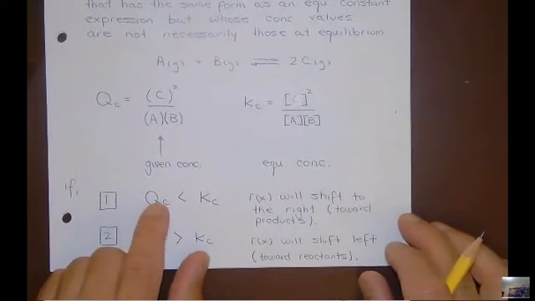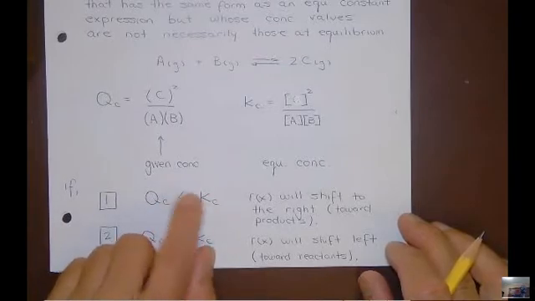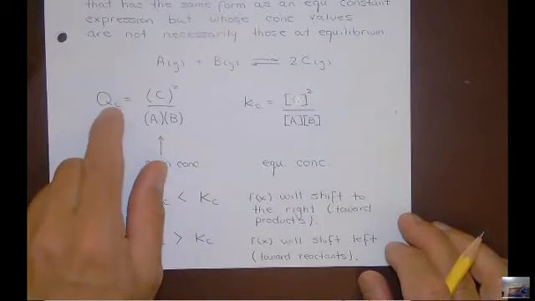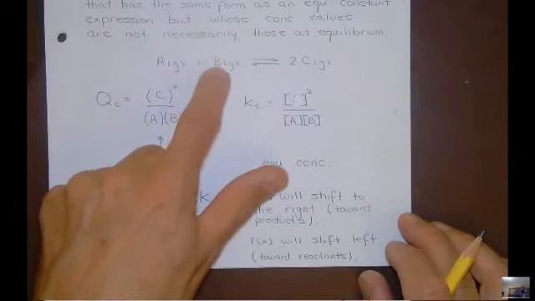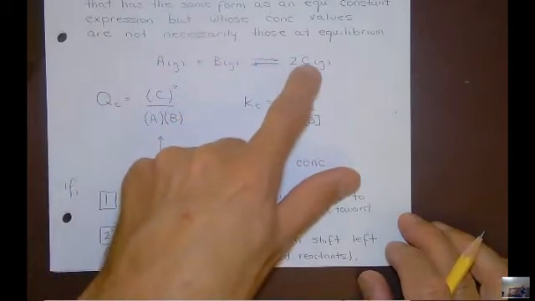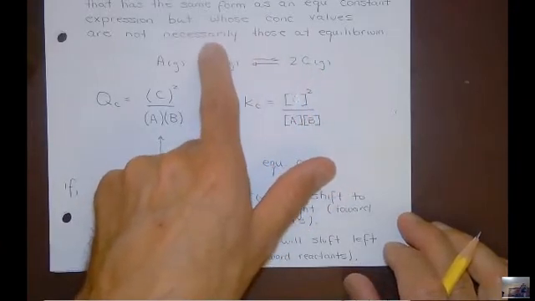Or another way to say it, if QC is less than KC, it means that you underdid it. You don't have enough products, right? You have too much reactants and not enough products. So how are you going to approach equilibrium? Some of the reactants are going to go to the right.